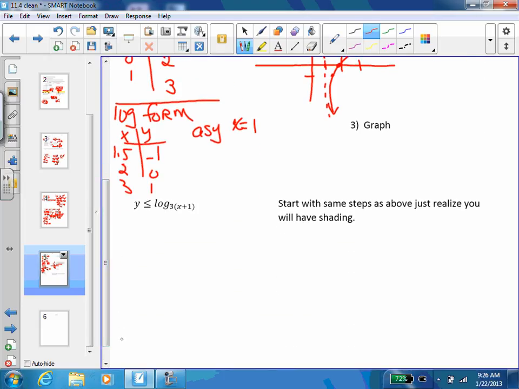All right, let's try the next thing. This is not a base. This should say y less than or equal to log base 3. My argument is x plus 1. For whatever reason, it stayed down there.